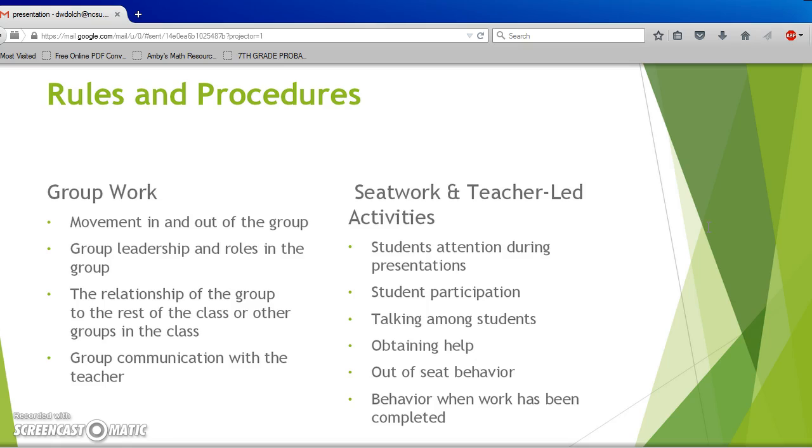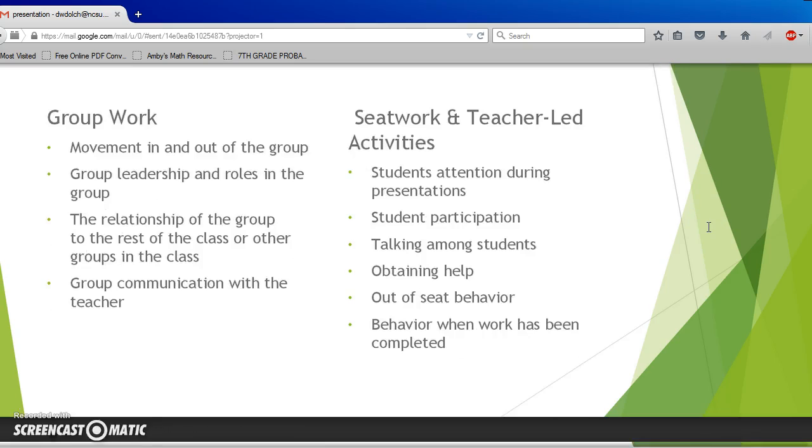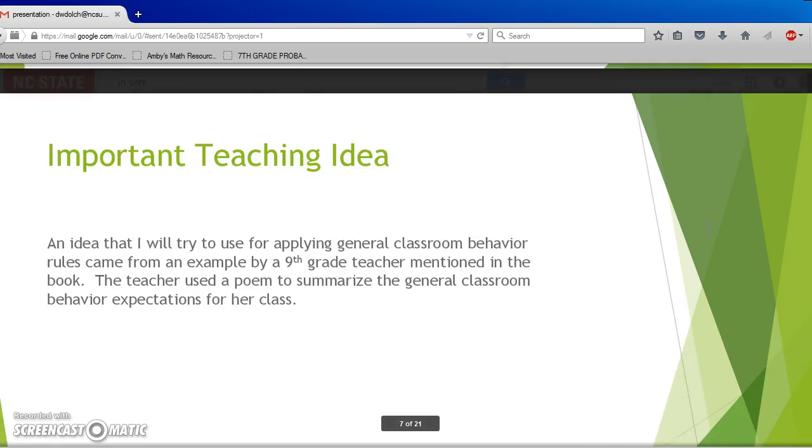Continuing on, we have group work. Some rules were movement in and out of the group, leadership and roles in the group, the relationship of the group to the rest of the class or other groups in the class, and group communication with the teacher. Then seat work and teacher-led activities. These rules include students' attention during presentations, rules for student participation, talking among students, obtaining help, out-of-seat behavior, and behavior when work has been completed.